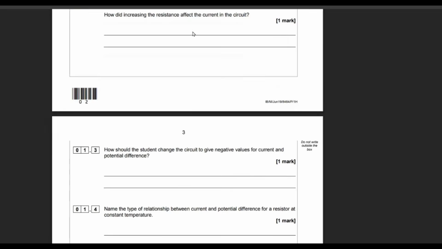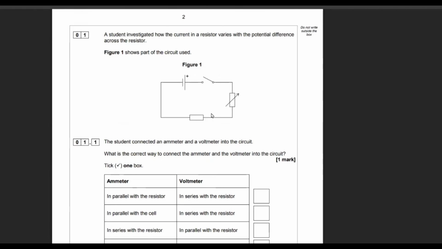So let's go back up here. You can pause the video, have a go at that. How would we change this diagram to get minus values?